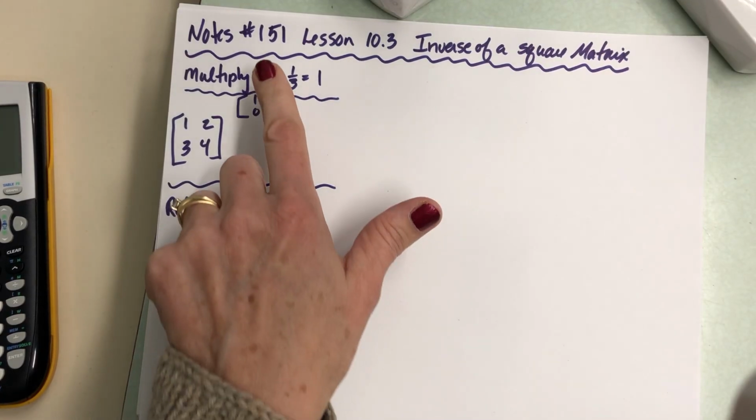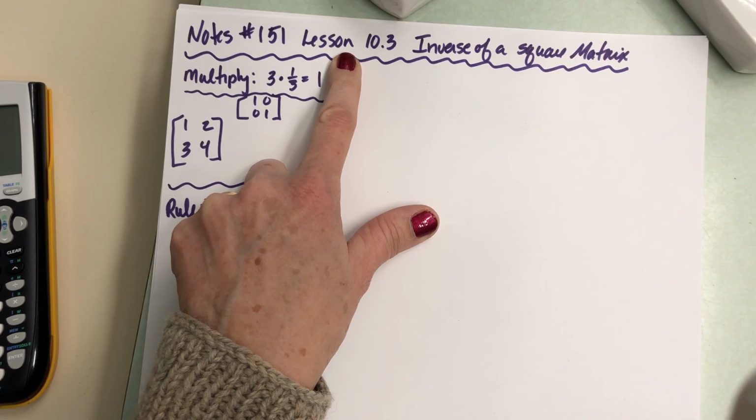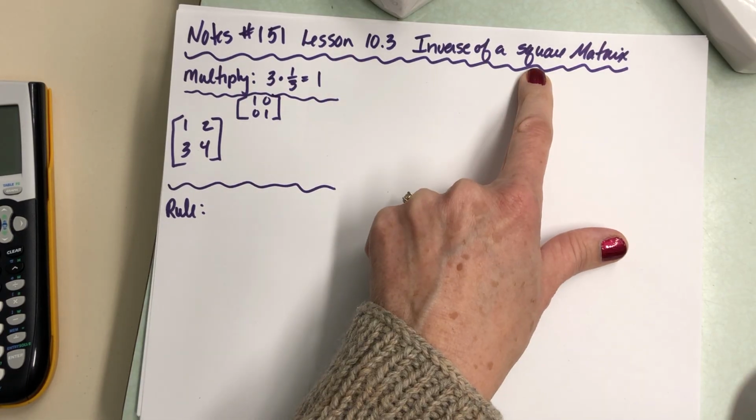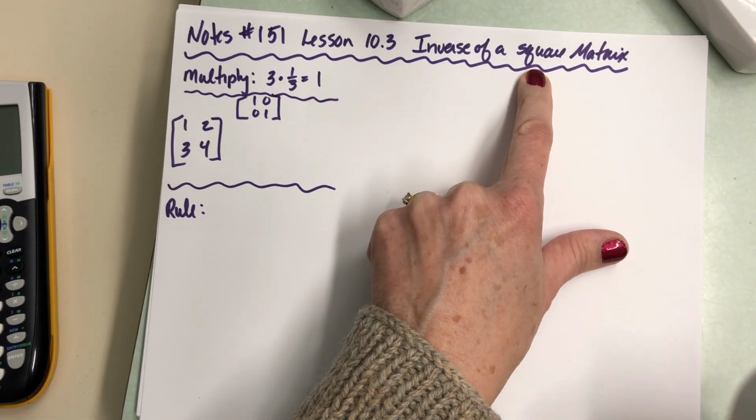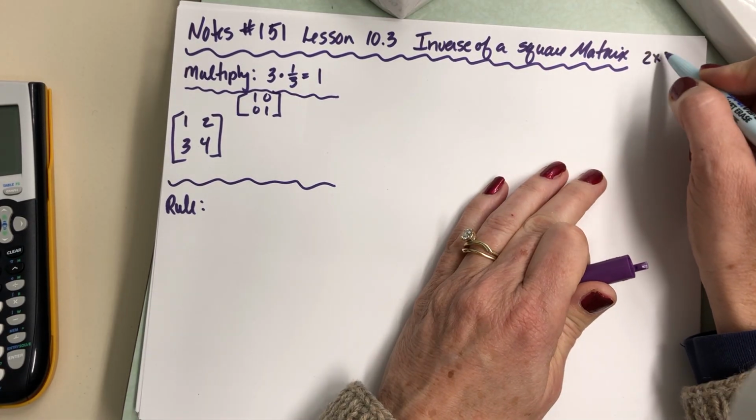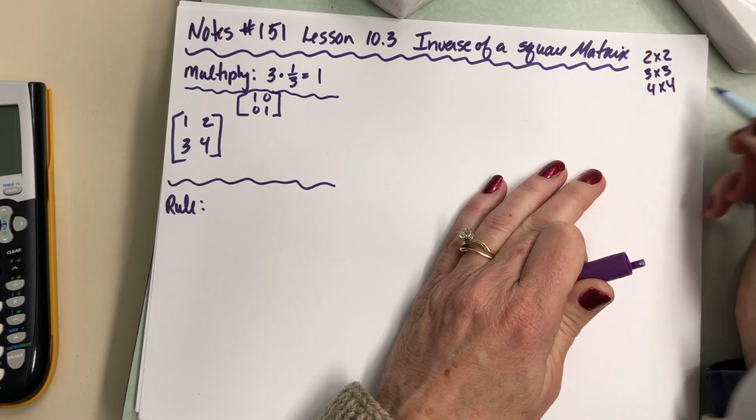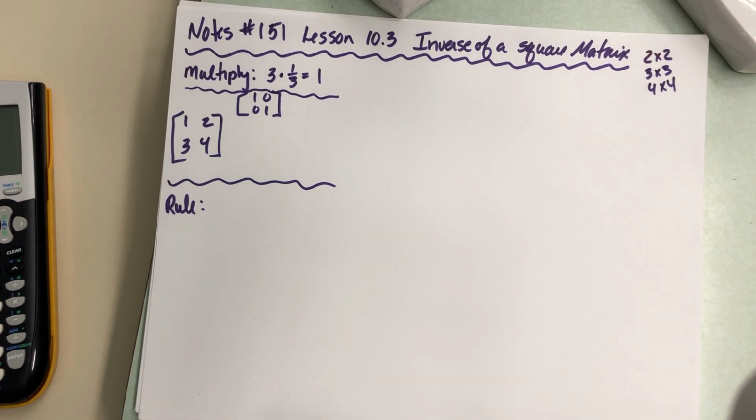Hey, what's up? I got notes 151. I want to talk about the inverse of a square matrix. So square matrices. We're going to talk about matrices that are just 2 by 2s, 3 by 3s, I know, 4 by 4s. I know you're thinking we can go on and on and on. We're not going to do that.